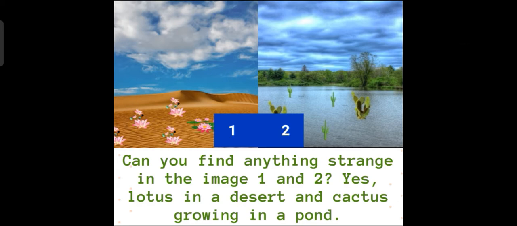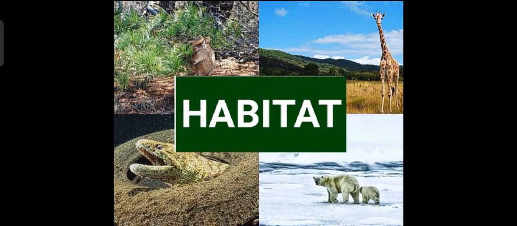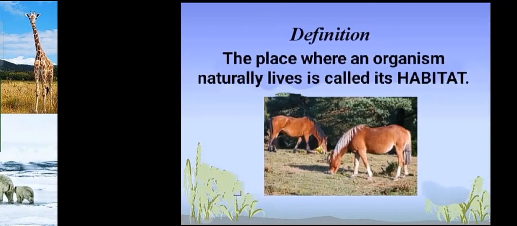We all know a cactus cannot grow in ponds and a lotus cannot bloom in deserts. This is because plants have special characters which help them to grow in a particular environment. That particular environment is called a habitat. So let's learn about habitats for different kinds of organisms.